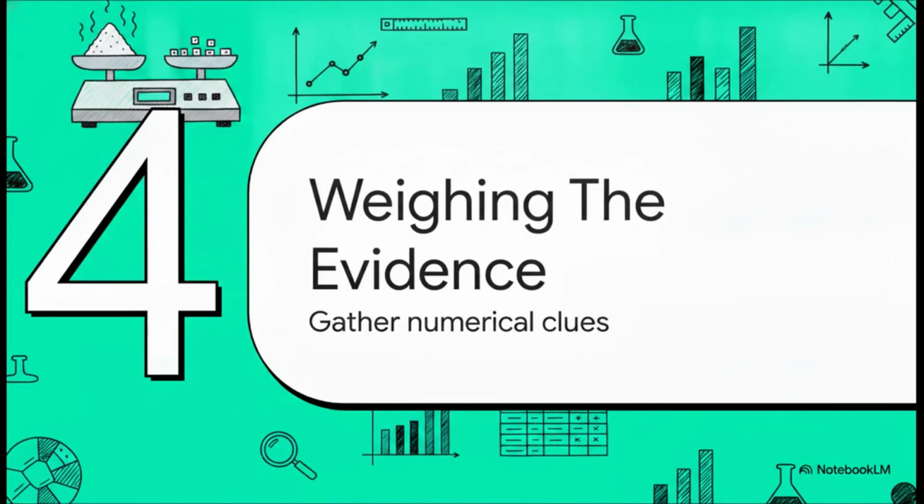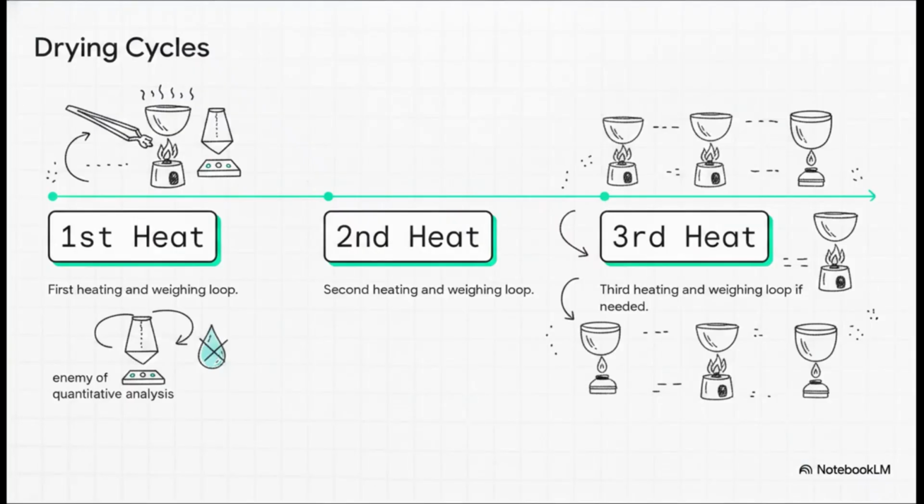With our compound fully dried out, we transition to Section 4, weighing the evidence. Time to gather our numerical clues. To ensure absolute, undeniable dryness, the procedure dictates this really rigorous loop. Listen, water weight is the enemy of quantitative analysis. If there's even microscopic moisture left in that salt, it's going to read as extra mass and completely throw off our formula. So we have to heat the crucible, let it cool to room temp, weigh it, and then do it all over again. A first heating, a second heating, and quite often a third heating.